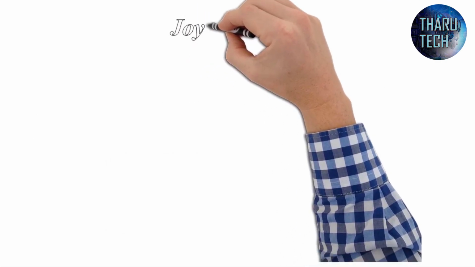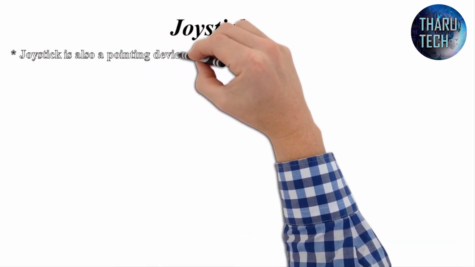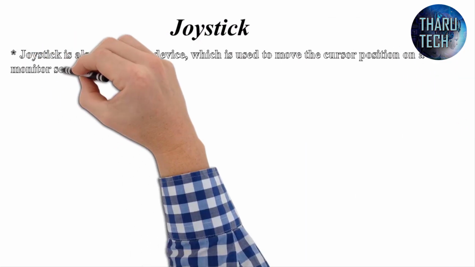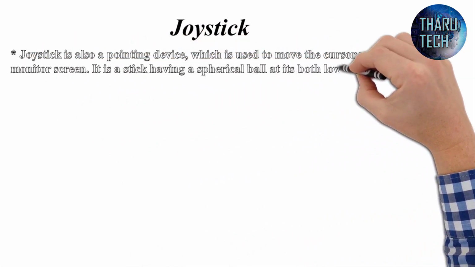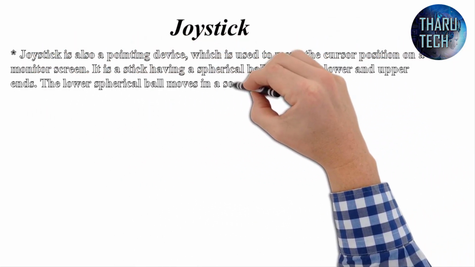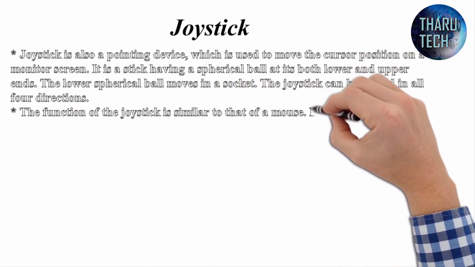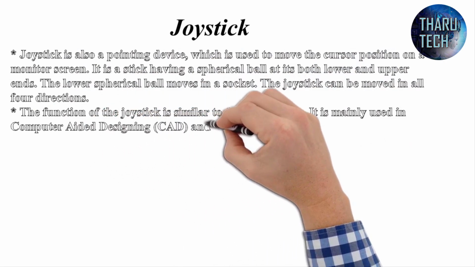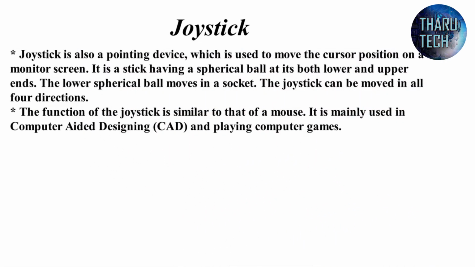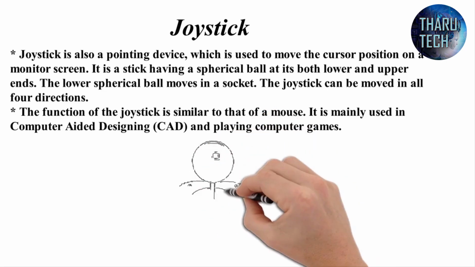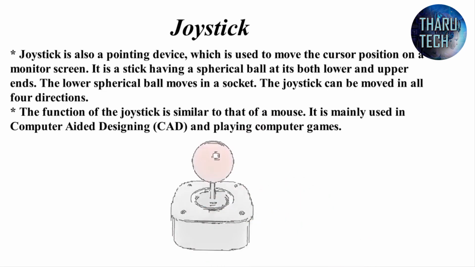Joystick. Joystick is also a pointing device, which is used to move the cursor position on a monitor screen. It is a stick having a spherical ball at both its lower and upper ends. The lower spherical ball moves in a socket. The joystick can be moved in all four directions. The function of the joystick is similar to that of a mouse. It is mainly used in computer-aided designing (CAD) and playing computer games.